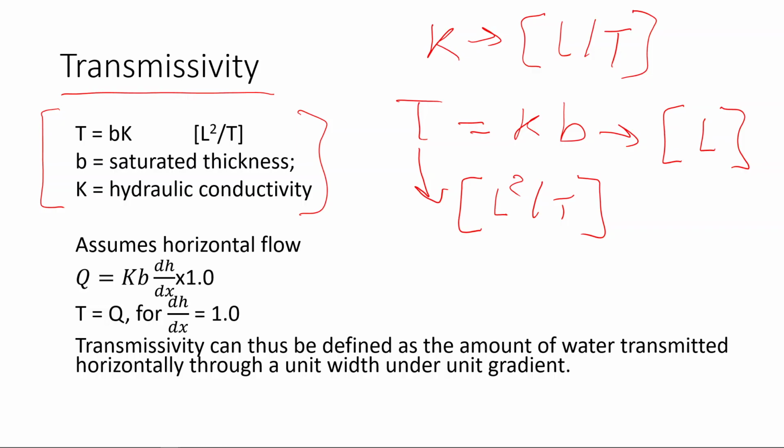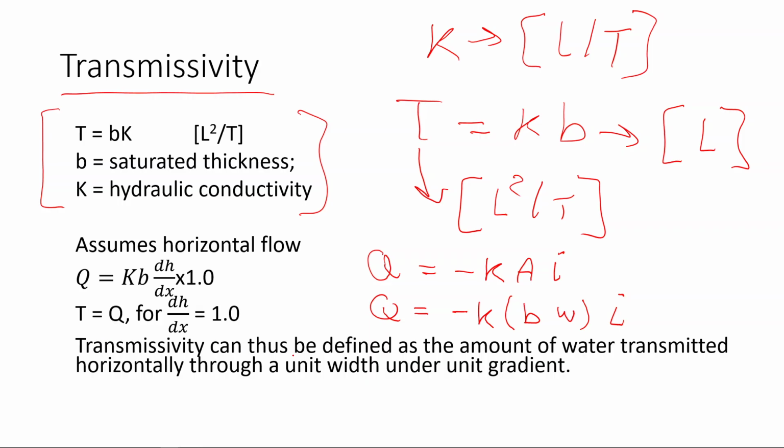And if you want to, remember Darcy's law. Darcy's law, we had something like this: big Q is equal to negative K times area times your hydraulic gradient. So you can also express it this way: big Q is equal to negative K times the area. What is the area? The area would be your aquifer thickness B times the width, times the I.